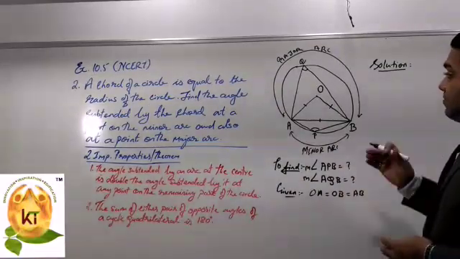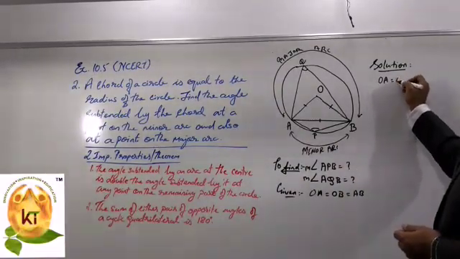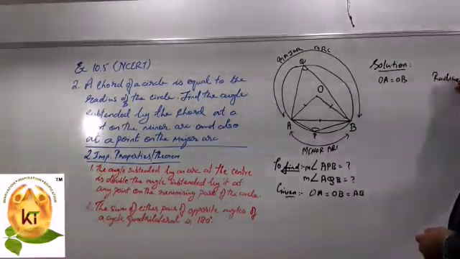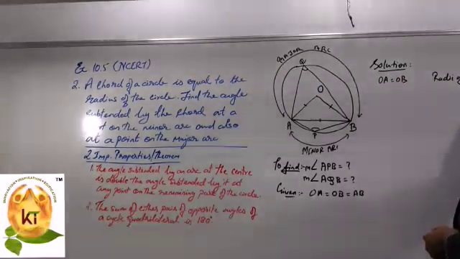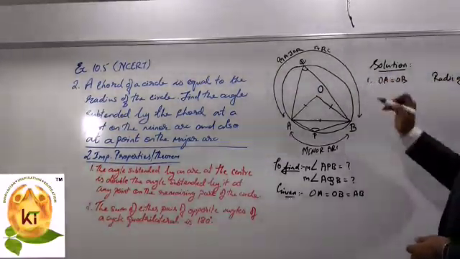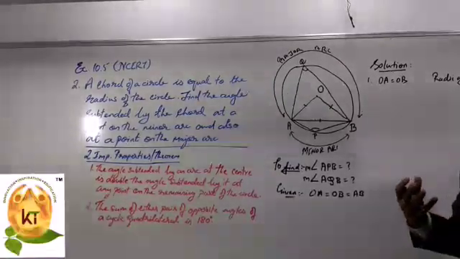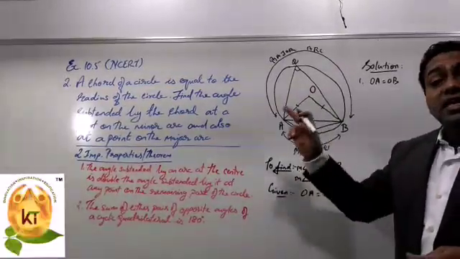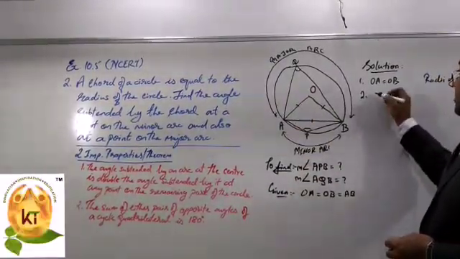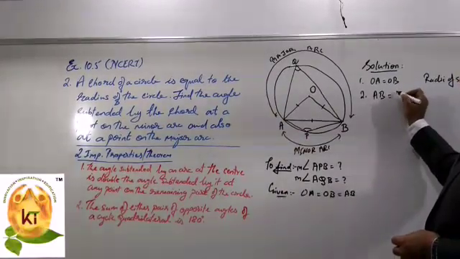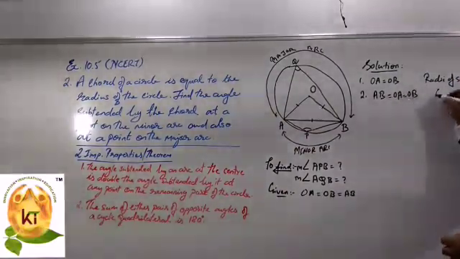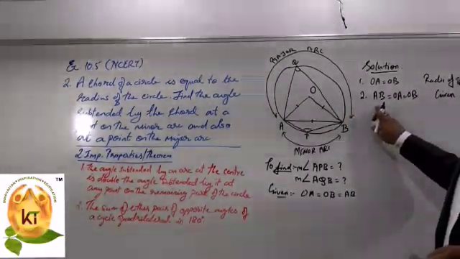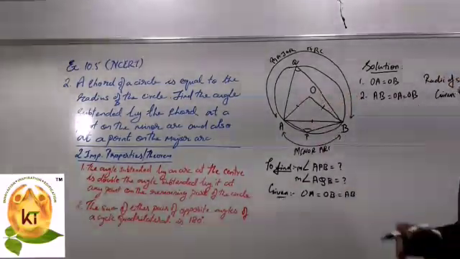Now step number 1, I'll be writing OA is equal to OB. Why? The reason is radii of the same circle. So my first step is OA is equal to OB, that's radii of the same circle. And the statement states the chord of a circle is equal to the radius of the circle. So in the second statement, I also know that AB is equal to OA is equal to OB. This is given to me as per the question, that the chord AB is the same as the radius of the circle.